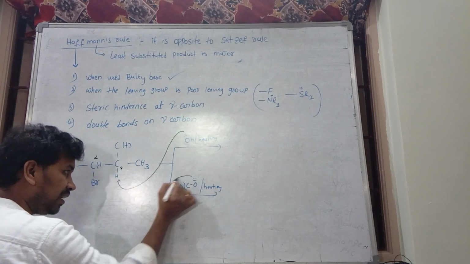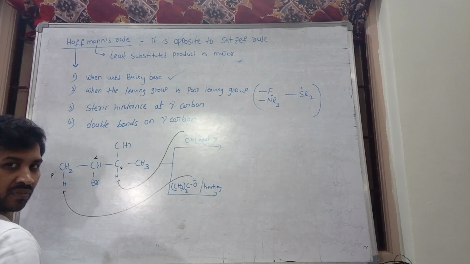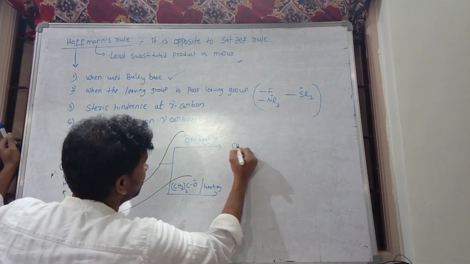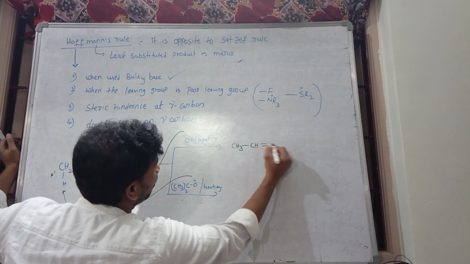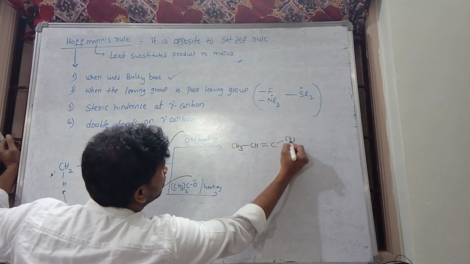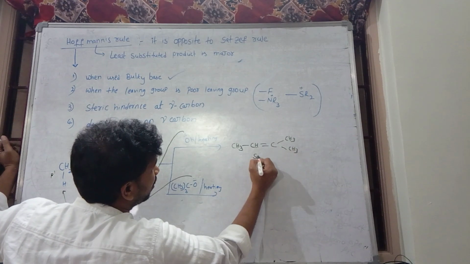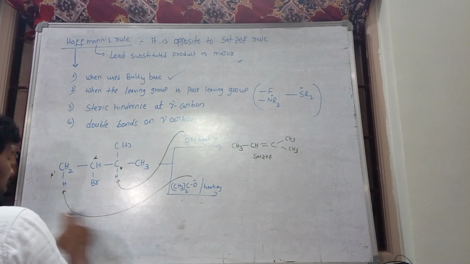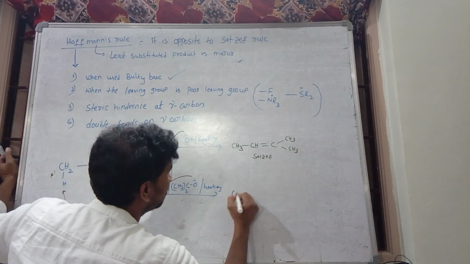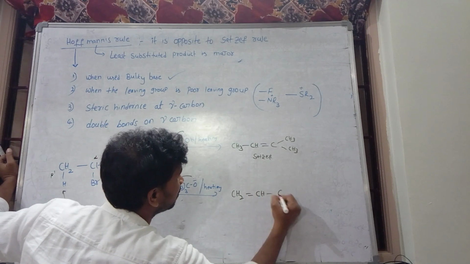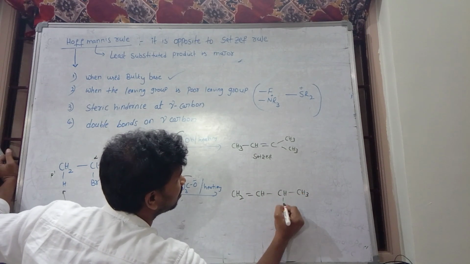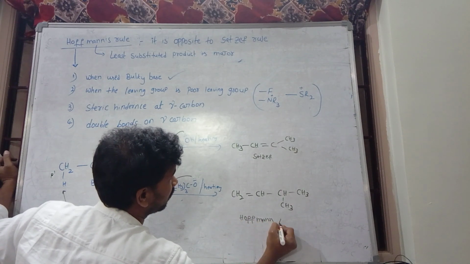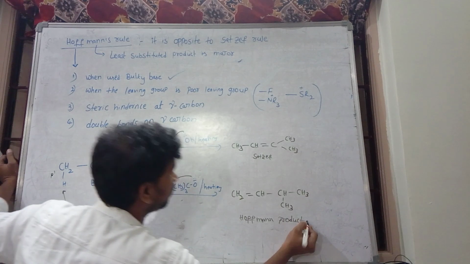Then, what is the product when you take the non-bulky base? The major product is CH3, CH, double bond C, CH3, CH3. That is the Saytzeff product. When you use a bulky base, it cannot take from here, so it takes from here. Then the product is CH2 double bond CH, CH, CH3, C. That is the Hofmann product. Okay, Hofmann product.